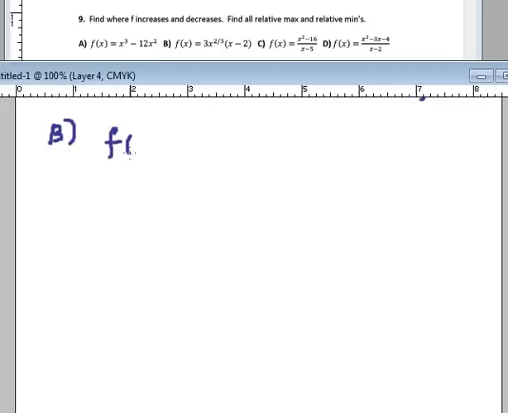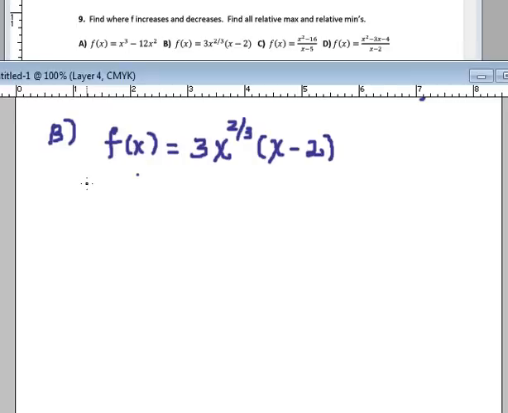Okay, so here we have f of x is equal to 3x to the 2/3 times x minus 2. Remember I told you that whenever we have an exponent that's a fractional exponent, then very often in problems like these we end up with a critical value where f prime does not exist. Alright, so we'll be on the lookout for that.